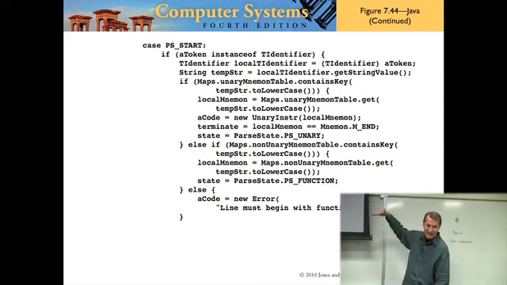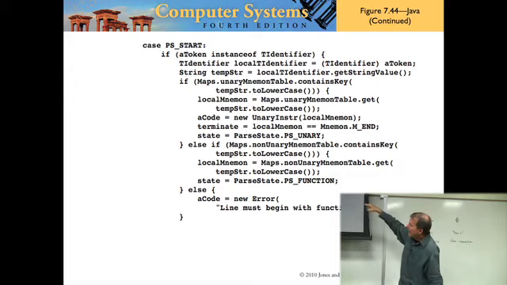On the second line, the temp string calls the getStringValue method of local T identifier. The thing of it is that A token doesn't have a getStringValue, if you look back on the UML diagram. So therefore we have to typecast the A token to a T identifier, and then we can use the methods for T identifier. Are you with me on that?